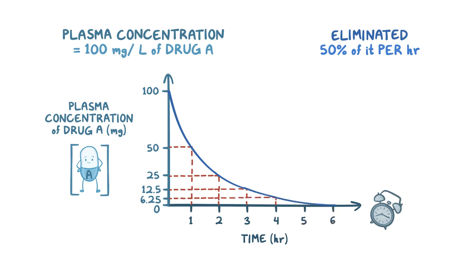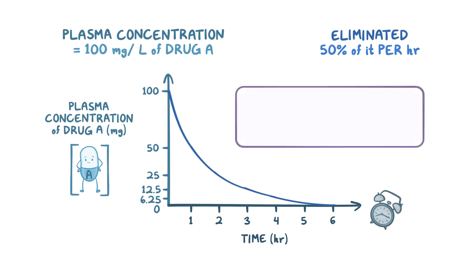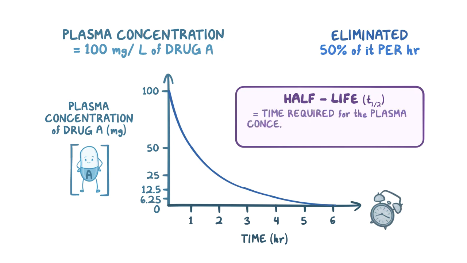And the curve that's formed shows that there's an exponential decrease in the plasma concentration of that medication. Another cool thing about this graph is that it helps determine the half-life of the medication. This is the time required for the plasma concentration of the medication to be reduced by half. So, in this case, it's 1 hour. This gives us a reference point when we need to compare the clearance of different medications.